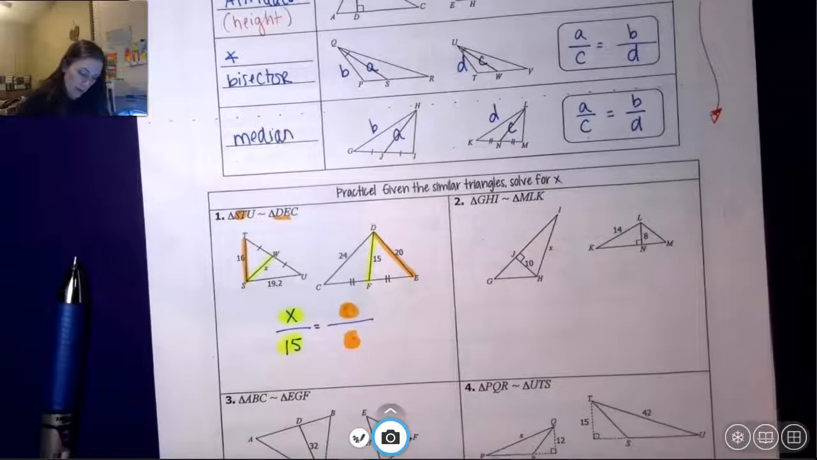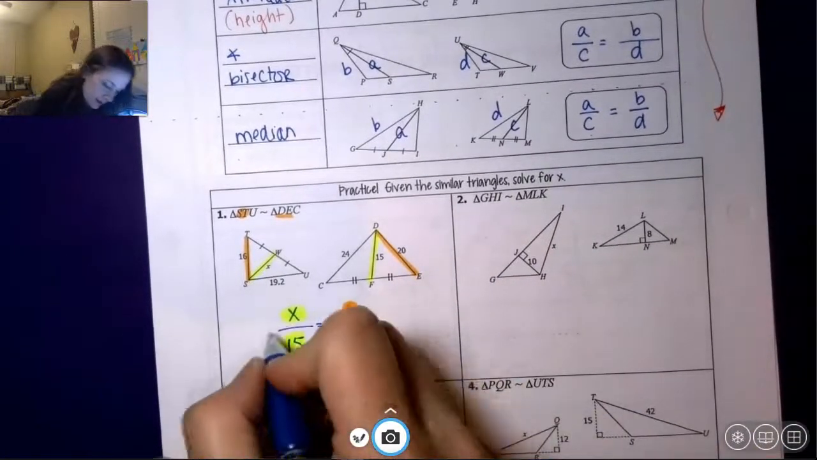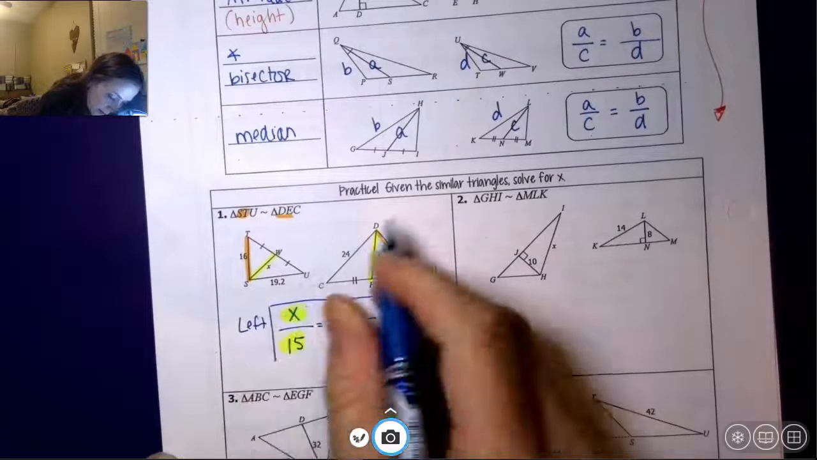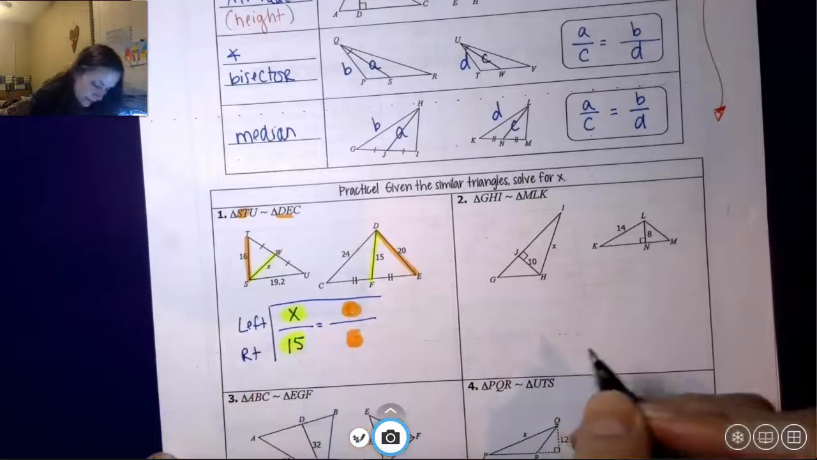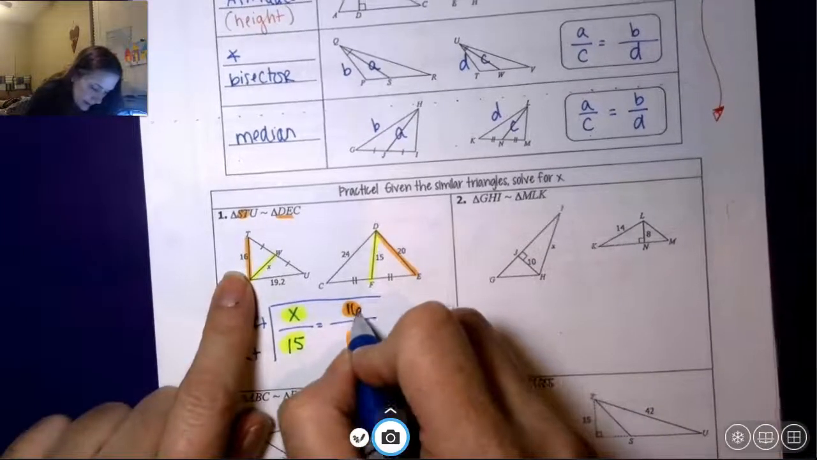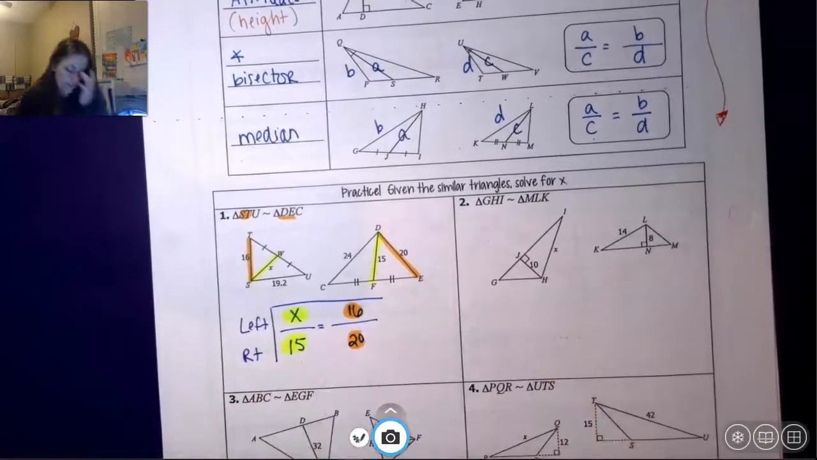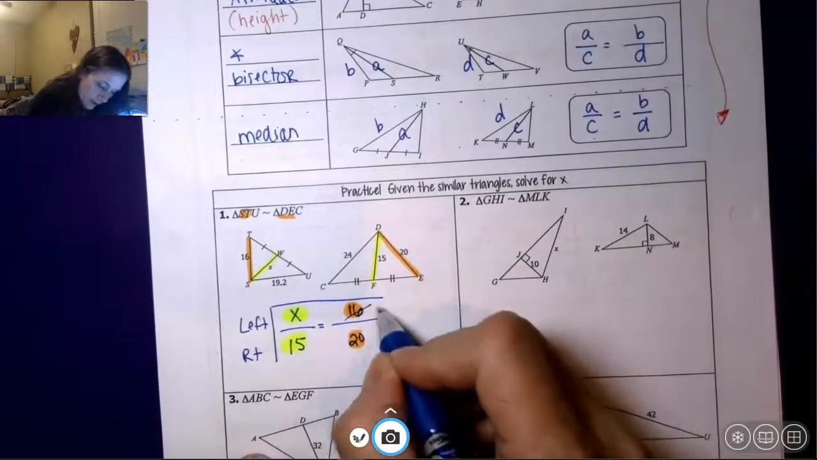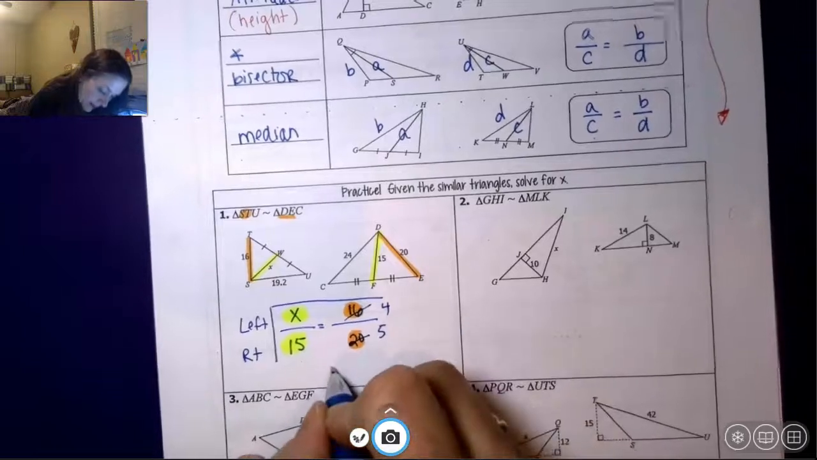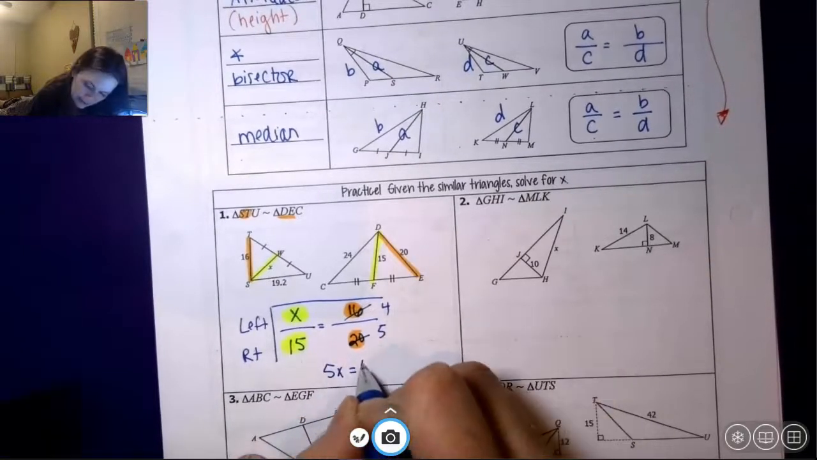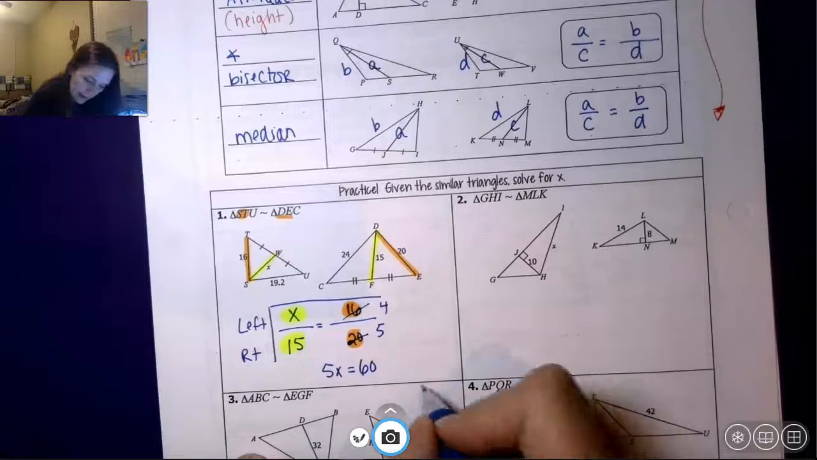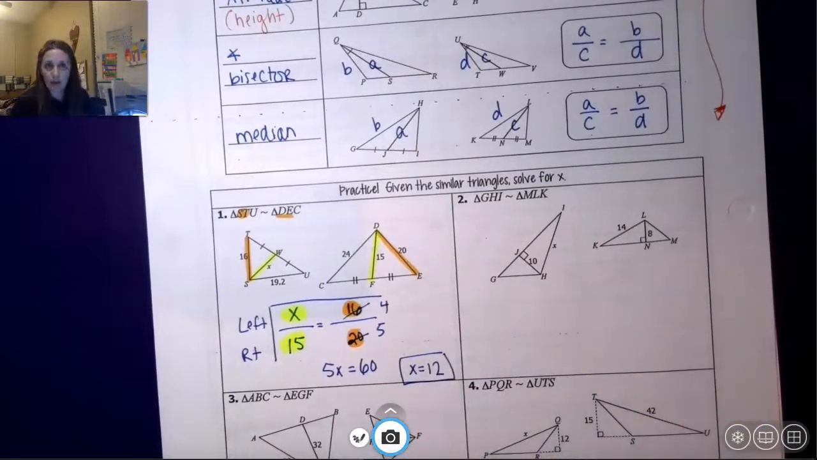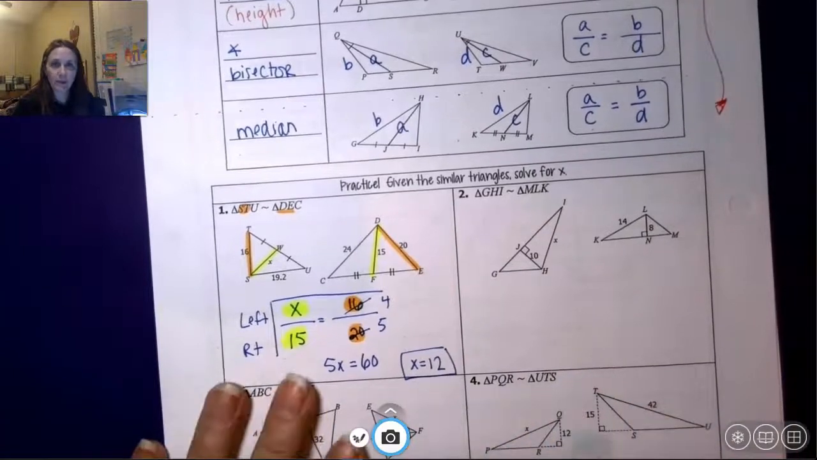So here is my proportion. This is the triangle on the left. This over here is the triangle on the right. So X and 16, 15 and 20. Cross multiply, divide, simplify if you can. These are both divisible by 4. 4 over 5. We get 5x equals 60. Divide and I get x equals 12. So again, the same work we've done all week. Just make sure you're consistent with your setting.